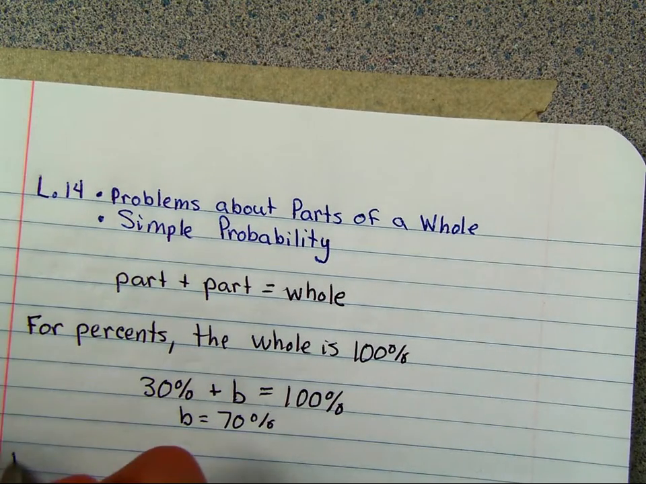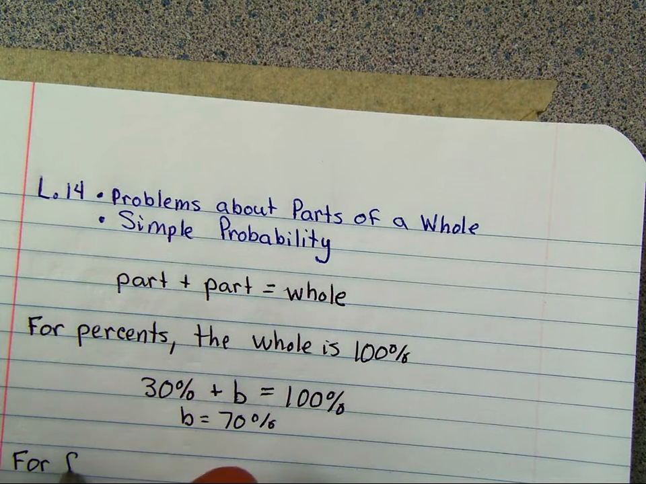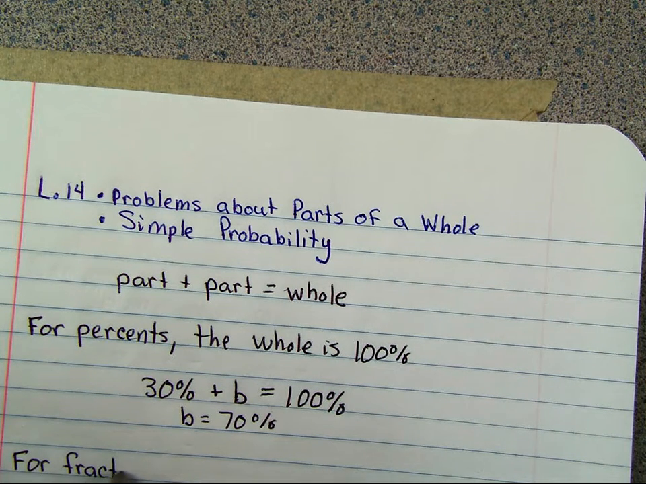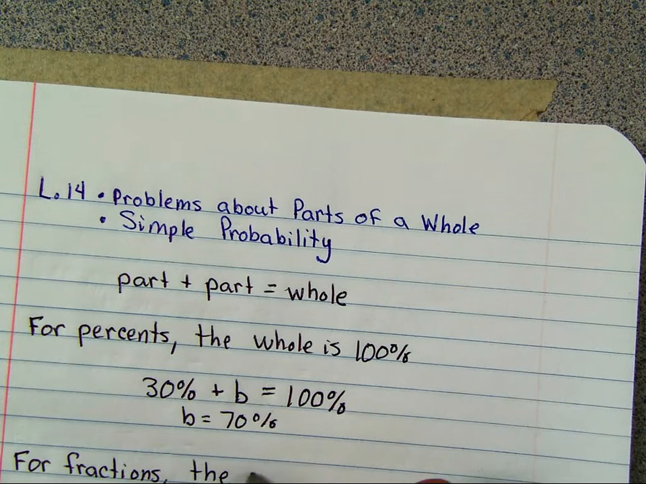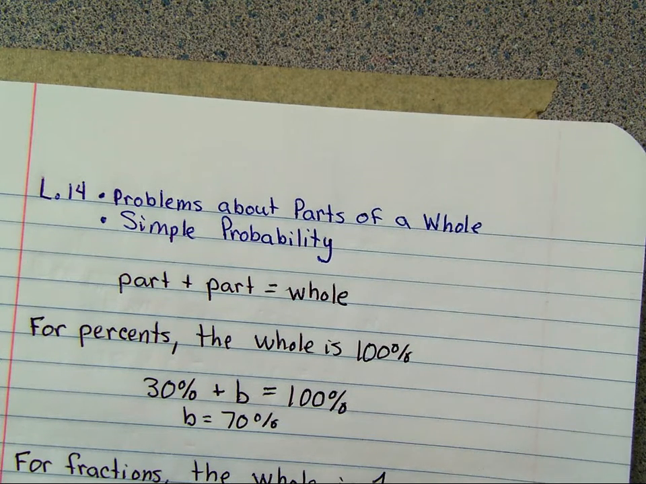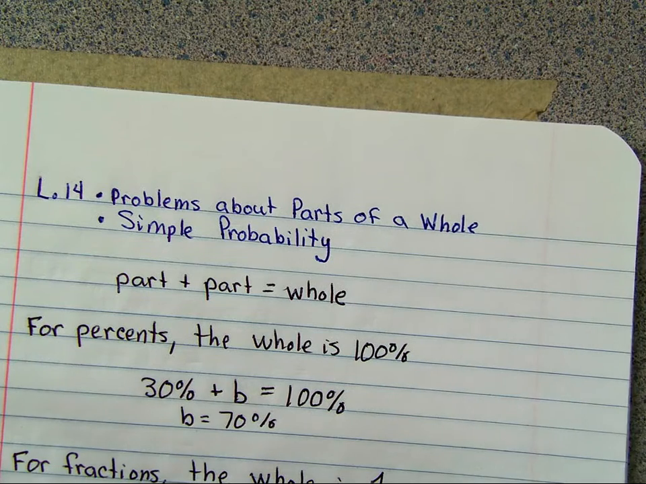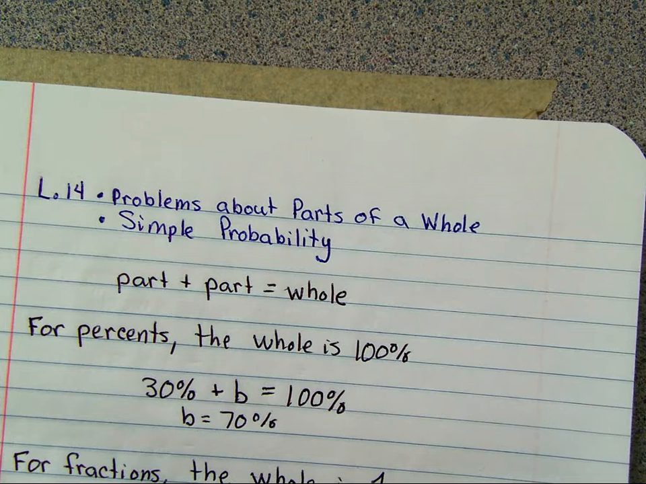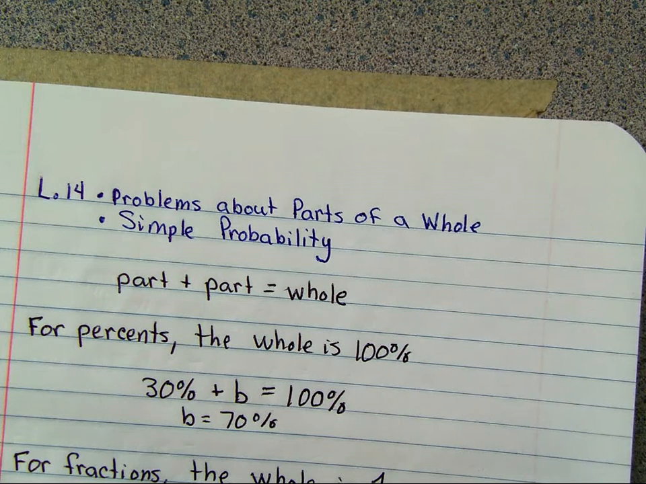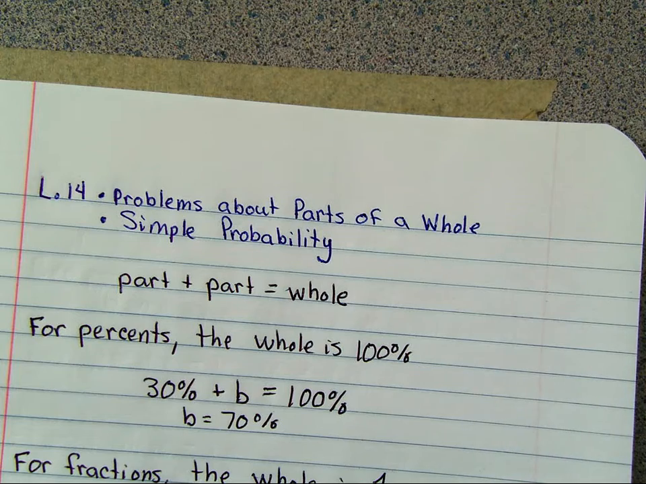For fractions, the whole is 1. So if I had 3/10 and I was adding another part to it, it would equal my whole of 1, which remember would be the same as 10 over 10. What do I have to add to 3/10 to get a whole?